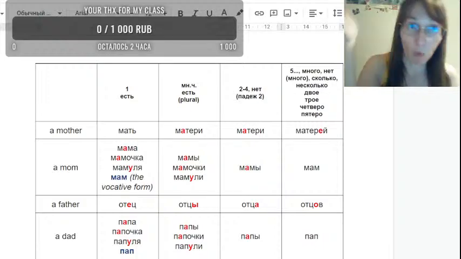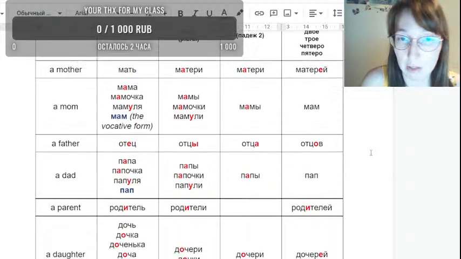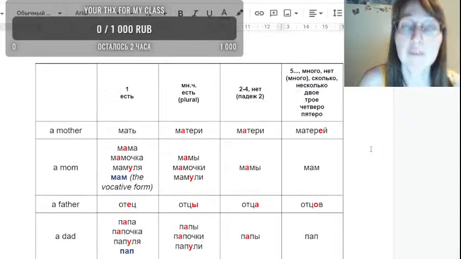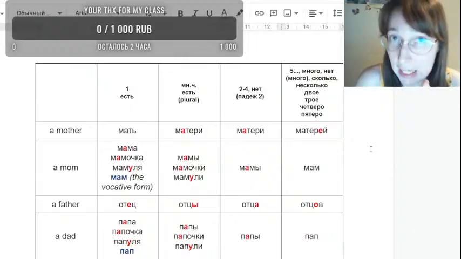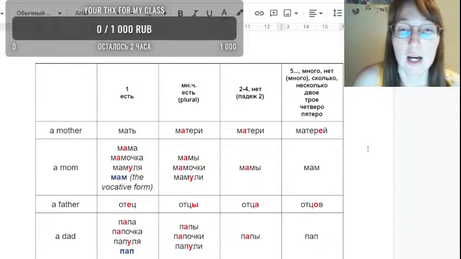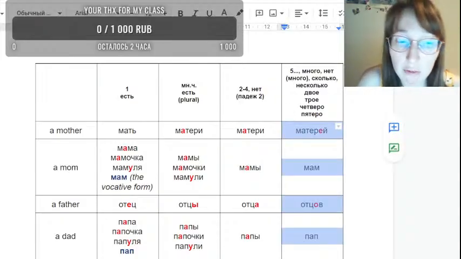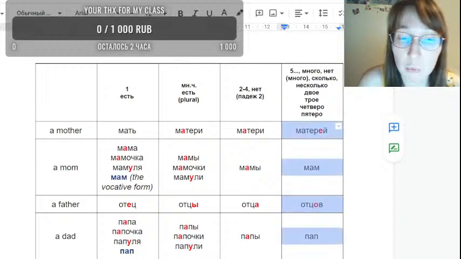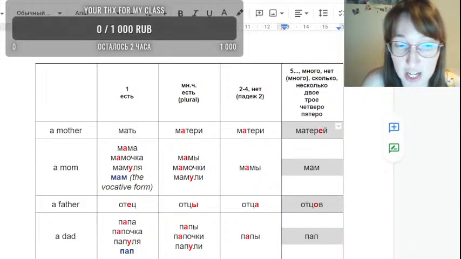And now we can start our class. Well, do you remember this table about our family members? If you skipped this class, then you can check my playlist called Live Classes for Russian Learners Unit 4. We worked on the genitive plural forms of all these words, but I didn't tell you enough about the usage of the genitive plural.